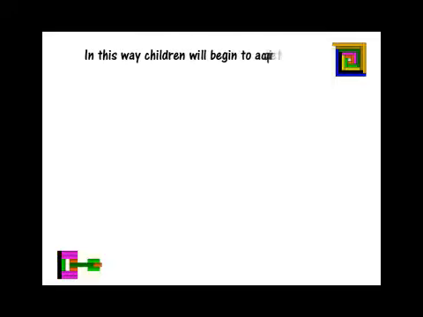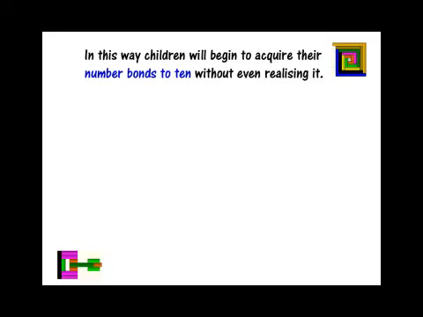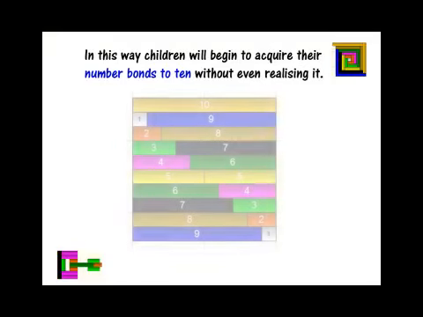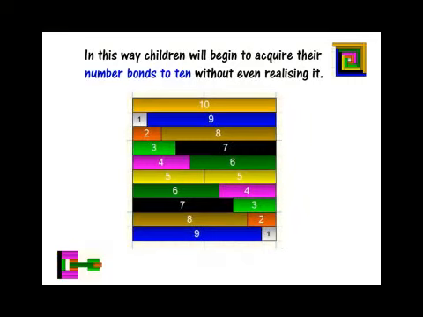In this way, children will begin to acquire their number bonds to 10 without even realizing it. One thing that used to infuriate me was to see children counting on their fingers. This told me that they just didn't understand the concept of number bonds, of cardinal number. We'll look at that a little bit later on. But there you see the number bonds using the Cuisenaire rods to 10. Partitions to 10 of two numbers. And if children acquire these naturally, without even realizing it, it makes life so much simpler later on.